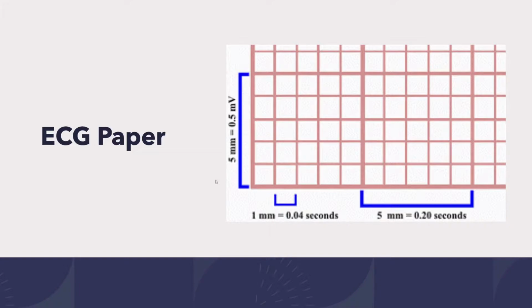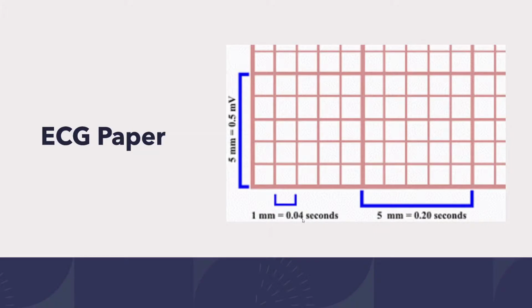There's some basic stuff I want you to know about ECG paper. A small box is 0.04 seconds wide. So the x-axis is time. A large box, see there's slightly darker lines here, is a 0.2 second duration.